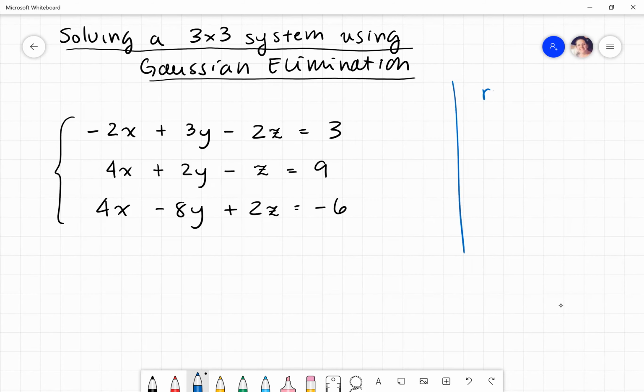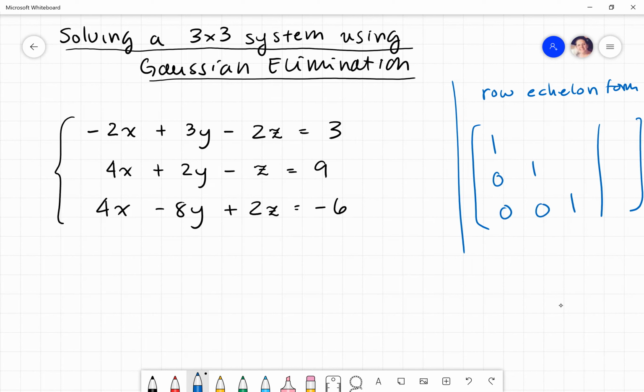And just as a reminder, before we move on, what does row echelon form look like? Well, it's a matrix where, in this case, 3x3, it's actually 3 rows and 4 columns because it's augmented. So we look like this, where the main diagonal is 1s, the lower left-hand corner is 0, and then you can have anything you want in the other places. That's what row echelon form looks like.